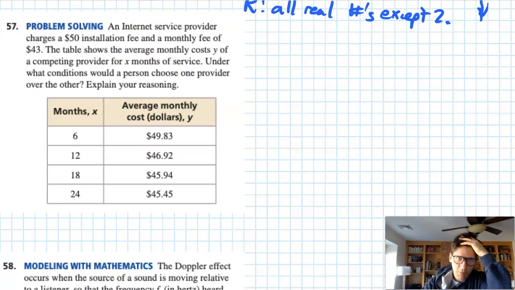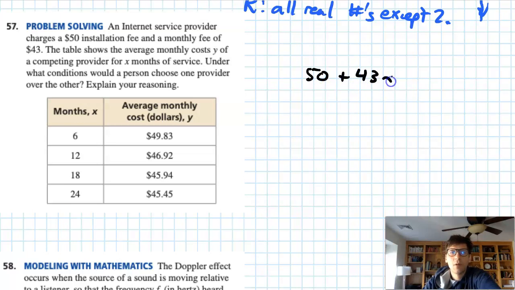57 was another one there were some questions about. And 57 was giving us 2 internet service provider plans. They tell you you have one that's $50 installation and a monthly fee of $49. And the table shows the average monthly cost y of a competing provider to the one they described there. So it'd be 50 installation plus 43 per month divided by the number of months would give you this. So that's why it's a rational function.